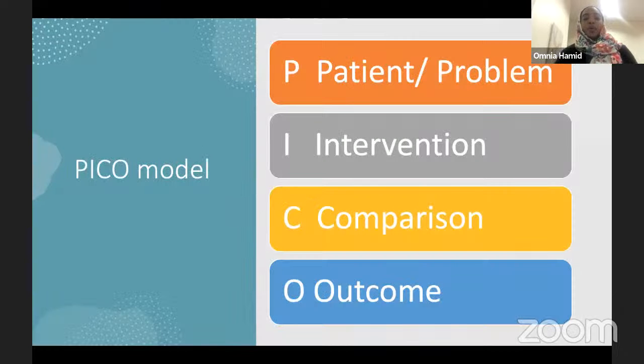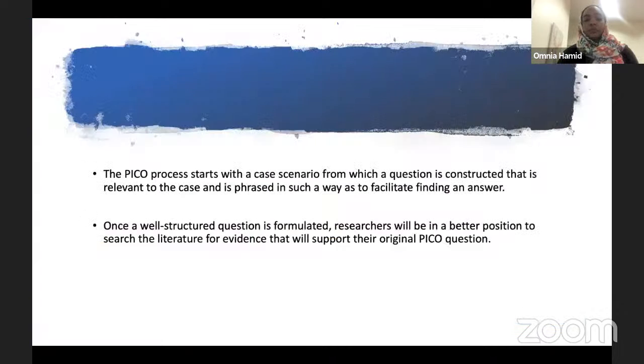So this is the PICO model. As I said, PICO is patient or problem, intervention, C for comparison, and O for outcome. The PICO process starts with a case scenario from which a question is constructed that's relevant to the case, and it's phrased in such a way to facilitate finding an answer.